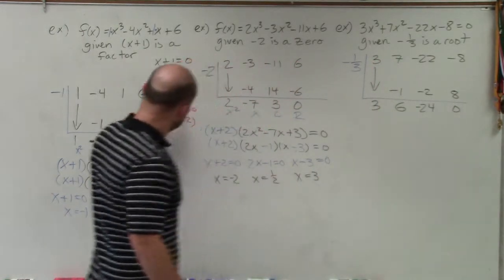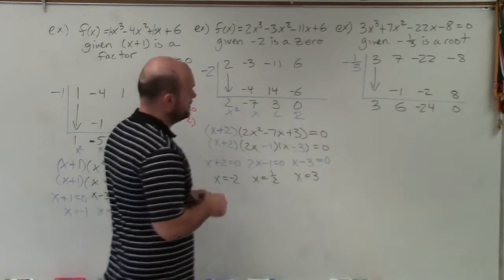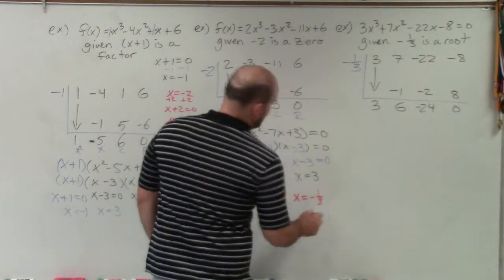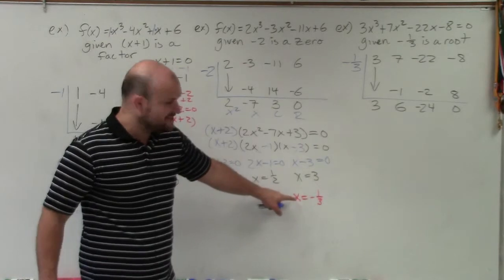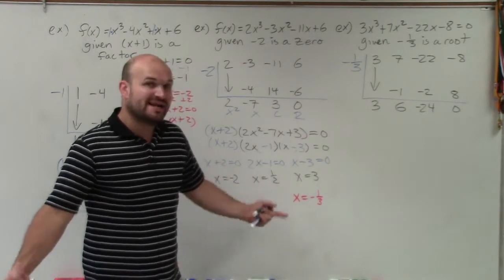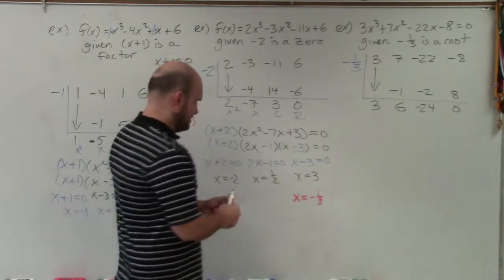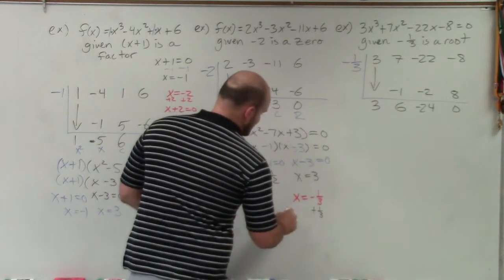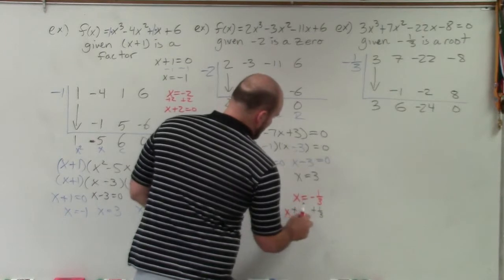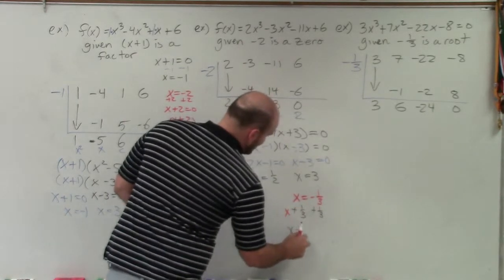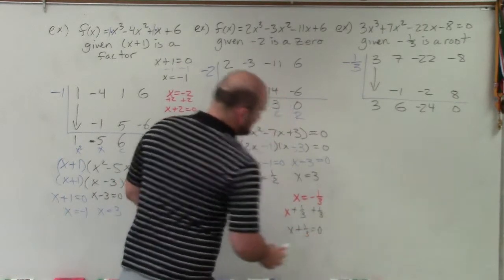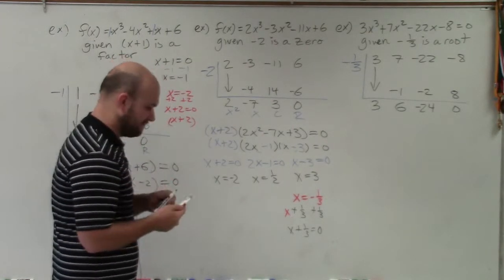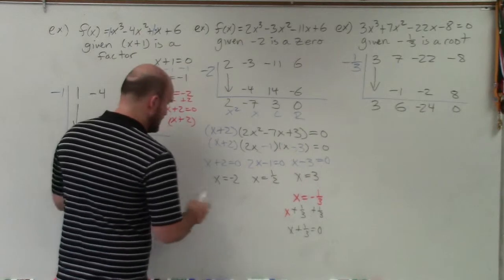Now, just like I did over here, this one gets students a lot. If x equals -1/3 is a root, what is the factor? Well, we don't want to write our factors with fractions. So writing x plus 1/3 equals 0 is not really going to work. We always want to write them with our integers.